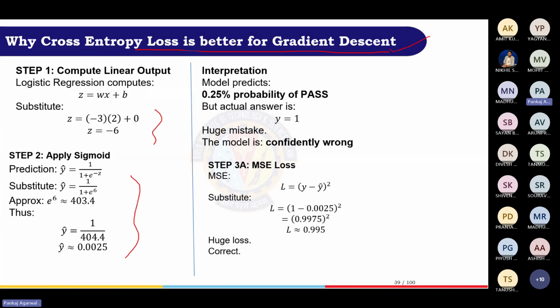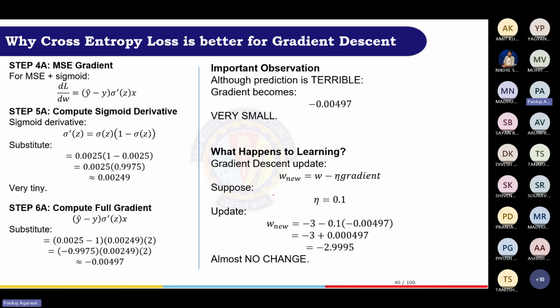Just to give you a thought process, for example, when you apply a sigmoid, you get, suppose, this particular value, which is nothing but the 0.5 probability of the pass. So a huge mistake has been made, right? Because the actual answer is one, obviously. So the model is confidently wrong. When we talk about MSE, it would have done it this way. It has created a huge loss.